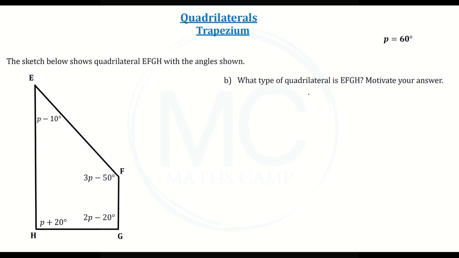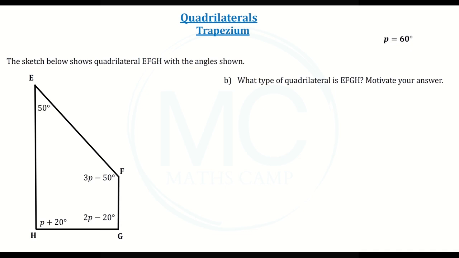Let's start with angle E, and we can say angle E is equal to P minus 10 degrees. We know that P is 60, so we can say 60 degrees minus 10 degrees, which gives us 50 degrees. This is the size of angle E. So let's make some space. Let's take out P minus 10 degrees, and we can fill in 50 degrees.